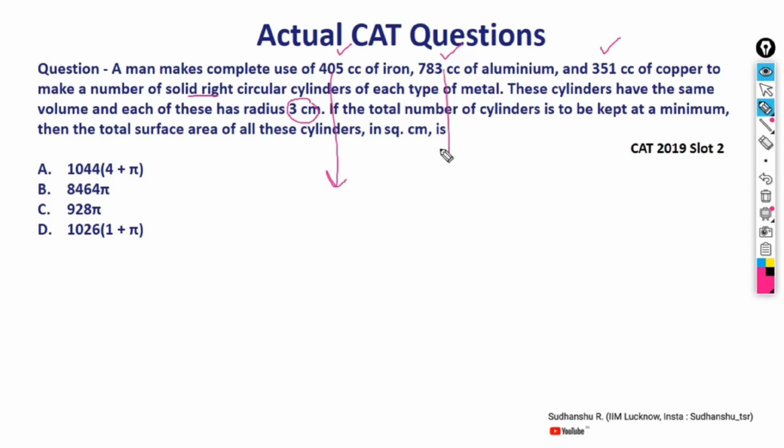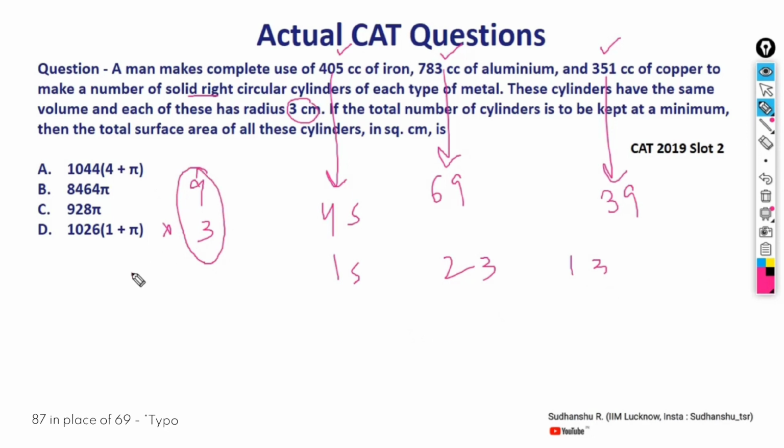For all these, we have to figure out one common volume. So that one common volume also has to be highest. Therefore, the number of cylinders will be minimum. If you understand the concept of HCF, all you have to do here is take the highest common factor from each of them. What's the highest common factor? If you see 405, 783, 351, the highest common factor quite clearly is 27. Now, this should be the volume of every cylinder that we are making here.